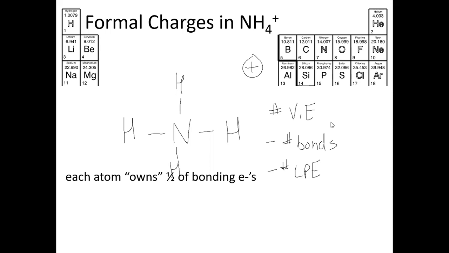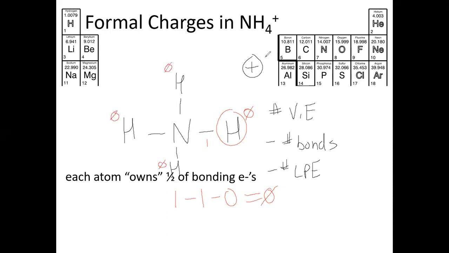But let's take a look at hydrogen. Calculate hydrogen first, all right? Hydrogen has 1 valence electron. Here it has 1 bond. And there are no lone pairs, so 0. So 1 minus 1 minus 0 equals 0. That means the formal charge on hydrogen is 0. And so now all of the other hydrogens have the same connectivity, just 1 bond. So the formal charge on all of those hydrogens is going to be the same.